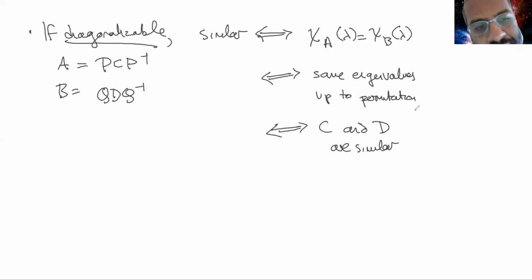Yes. Do we need to know why, like the proof of why it's if and only if C and D are similar? The proof of why A and B are similar if and only if C and D are similar? Yes. Yeah, I think it's a homework problem. Okay, got it. It's not hard. It just follows from the definition of similarity, but I think it's a homework problem. Cool, thank you.